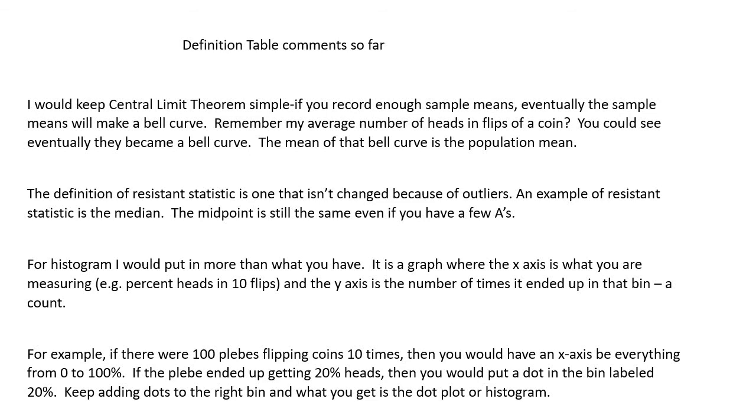Suppose you have 100 plebes, and they're flipping coins. Each of them is flipping a coin 10 times. Then you would end up with an x-axis from 0 to 100%. If a plebe ended up getting 20% heads in their 10 flips, then you put a dot in the bin labeled 20%. If another plebe got 30%, you'd put a dot in the 30%. If a second plebe got 20%, you would put 2 dots in the 20%. You keep putting dots there and keep a count of how many people ended up getting 20%, and that would make the 20% spike. What's going to happen if you have 100 plebes doing this is you're going to see a big spike around 50%. And that's what a dot plot or histogram is.